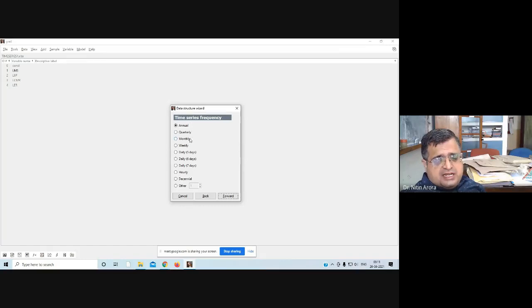Now, there are different types of time series frequency: annual series, quarterly series, monthly, weekly, daily 5 days, daily 6 days, hourly, and so on. Many times in the share market, hourly data is available. So daily data is available. You can choose the type of frequency as per your requirement. Since our data is monthly data, I am using this monthly option. Click forward.